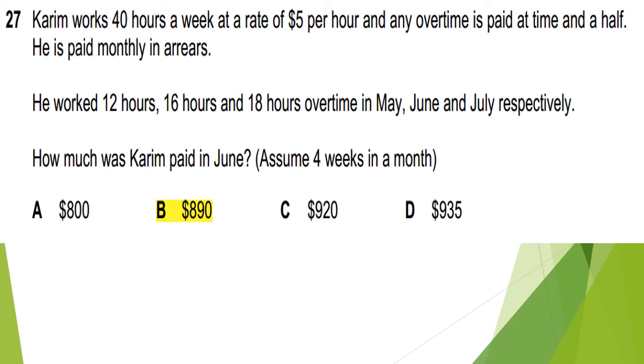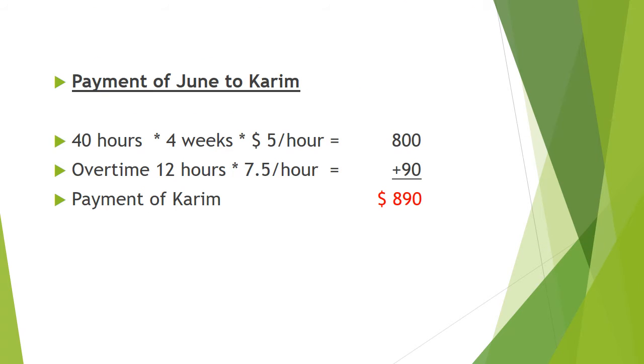Cream works 40 hours a week at a rate of $5 per hour, and any overtime is paid at time and a half. He is paid monthly in arrears. He worked 12 hours, 16 hours and 18 hours overtime in May, June and July respectively. How much was Cream paid in June? Assume 4 weeks in a month, and the correct option is B, $890.